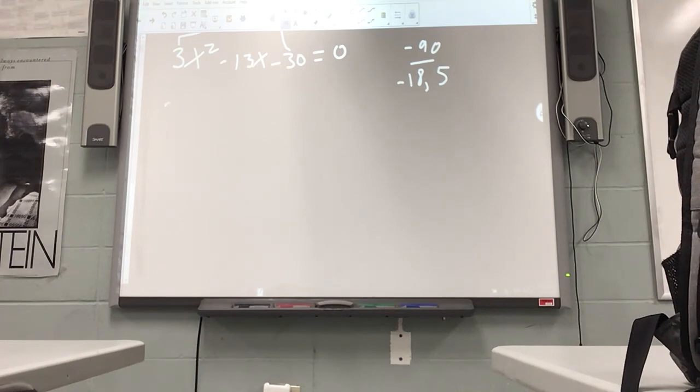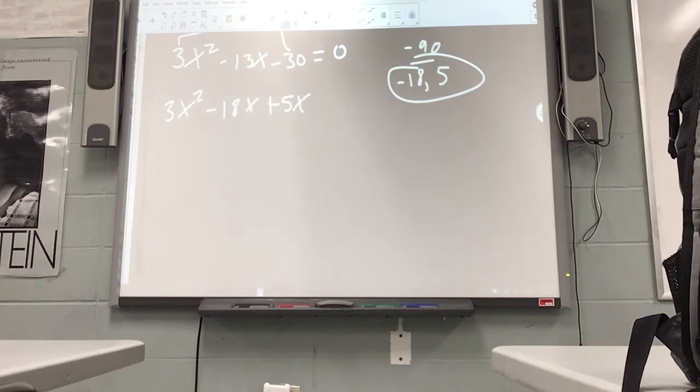So we're going to write 3x squared, and instead of writing negative 13x, you're going to replace it with those factors. So minus 18x plus 5x, and then minus 30. Okay, now you're ready to group them up 2 by 2.